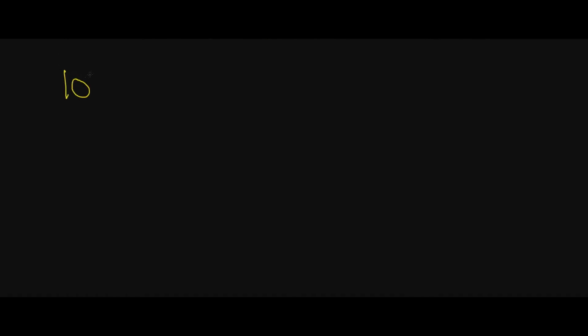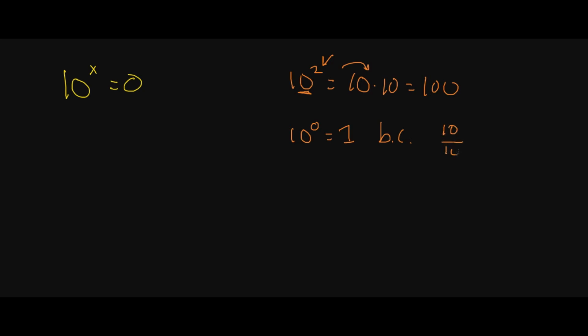I want you to solve 10 to the x is equal to 0. 10 raised to what power is 0? Well, first of all, let's acknowledge, right? 10 squared is equal to 10 times 10, which is 100. When you have a positive exponent, that means you multiply your base by the number of times on the exponent, right? 10 squared was 10 times 10. Well, what about 10 to the 0? Well, 10 to the 0 is 1, because 10 divided by 10 is 1.